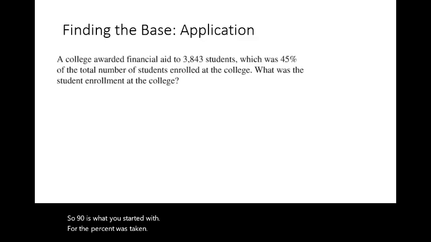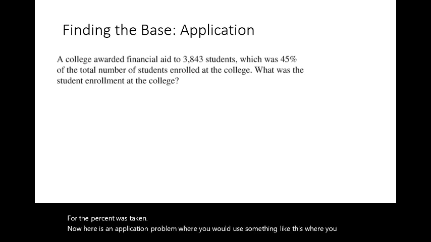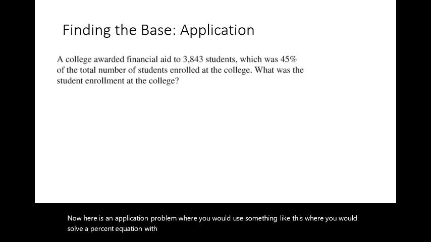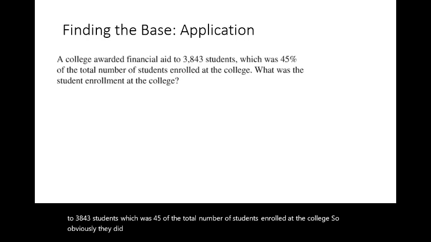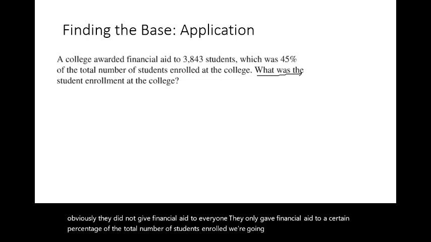Now here is an application problem where you would solve a percent equation with the base unknown. So let's say that a college awarded financial aid to 3,843 students, which was 45% of the total number of students enrolled at the college. So obviously, they did not give financial aid to everyone, they only gave financial aid to a certain percentage of the total number of students enrolled. We're going to find what was the total student enrollment at the college.